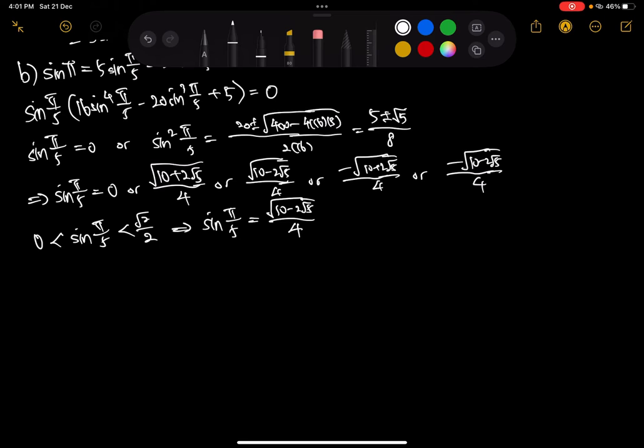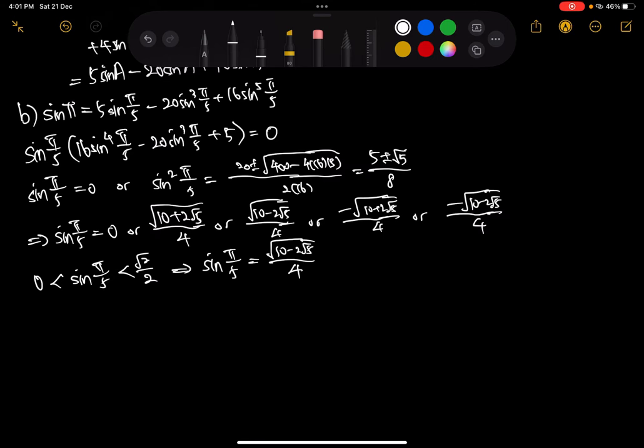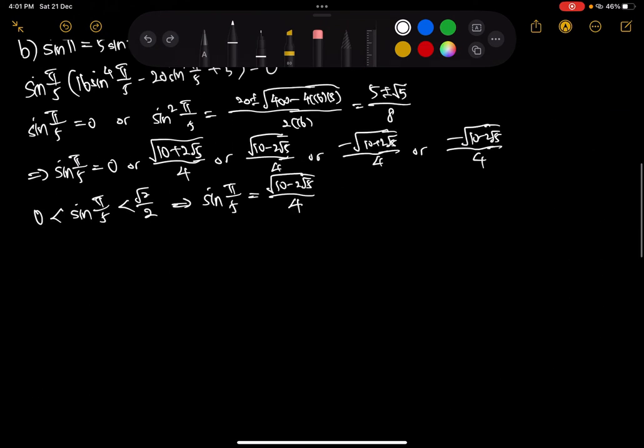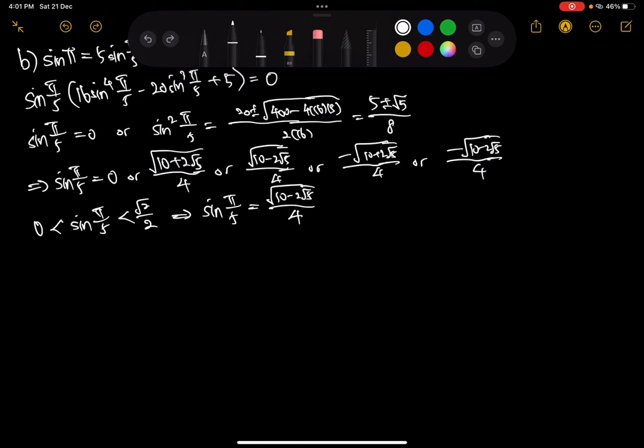And then that should be sine pi over 5 right there. And we could try to do something about this third right here, because we need the simplest form. We could try doing this by saying a plus b root 5 is equal to root 10 minus 2 root 5. Hopefully it works.